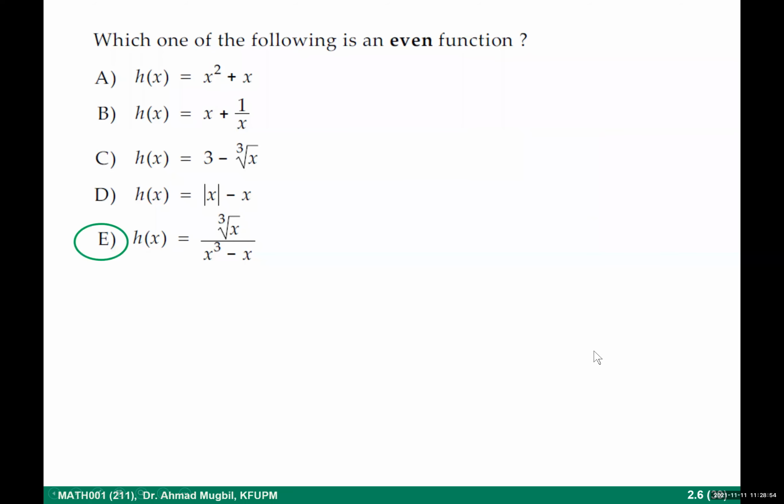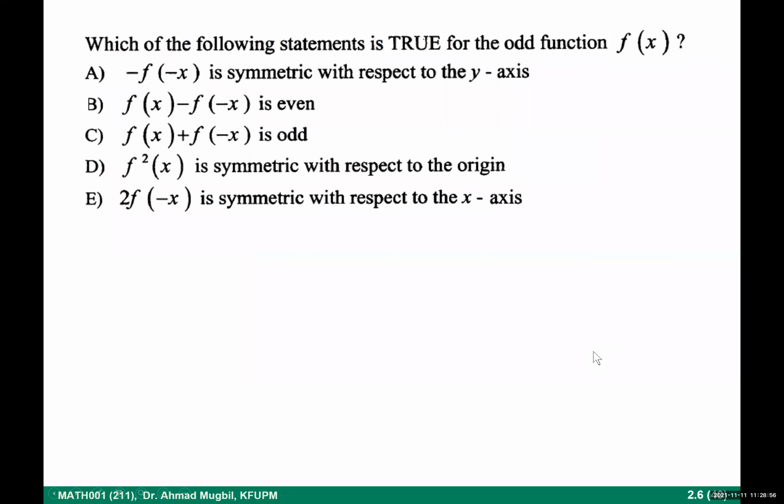Let's solve another one. This one. Please try to solve this one. Which one of the following statements is true for the odd function f? So here, f is odd. This is what is given for us. Function f is odd. Then which one of the following is true?